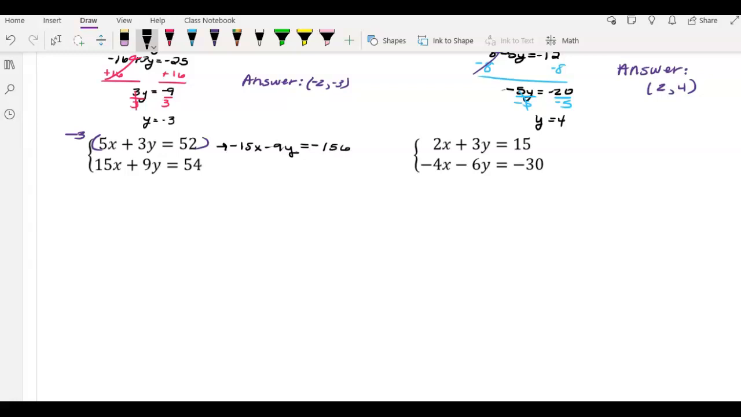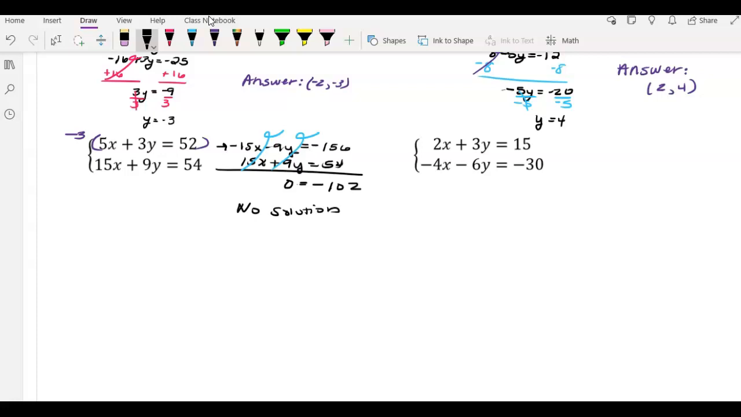We did nothing to the second equation, so we're just going to rewrite it down. 15x plus 9y equals 54. Cross out, because they were already opposites. We get 0 equals negative 102. Is that even possible? Can 0 equal negative 102? The answer is no. So there is no solution.